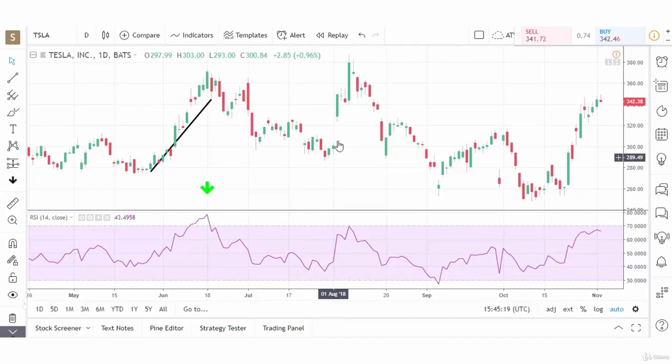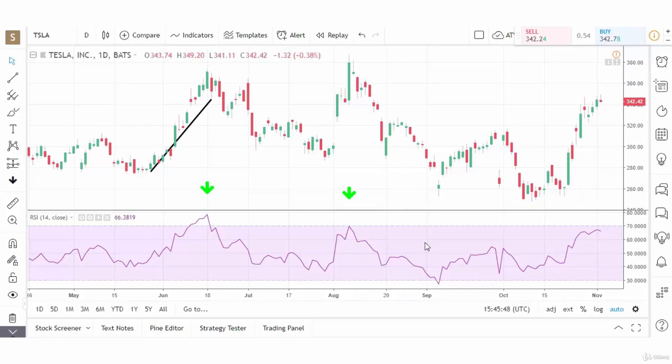The stock bounced, and we got another sell signal on the RSI here when it touched 70. So on this strong move up in the stock, the RSI was telling you that the stock was overbought at this point. And again, we would either sell our position or tighten our stop at this point.